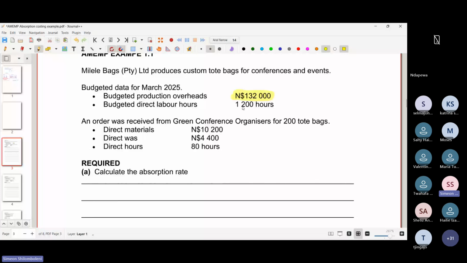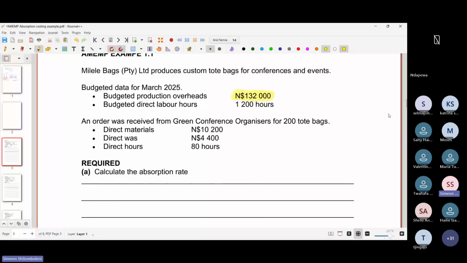Now, it says an order was received from Green Conference organizers for 200 bags. Now, a company came and said, can you please make bags for us? Now, remember, even if this company didn't come, you still had to pay this 132,000. Whether they come with 1 bag, you still have to pay this 132,000 because it's overheads that must always be paid. Now, a company comes and says, please make us 200 bags.